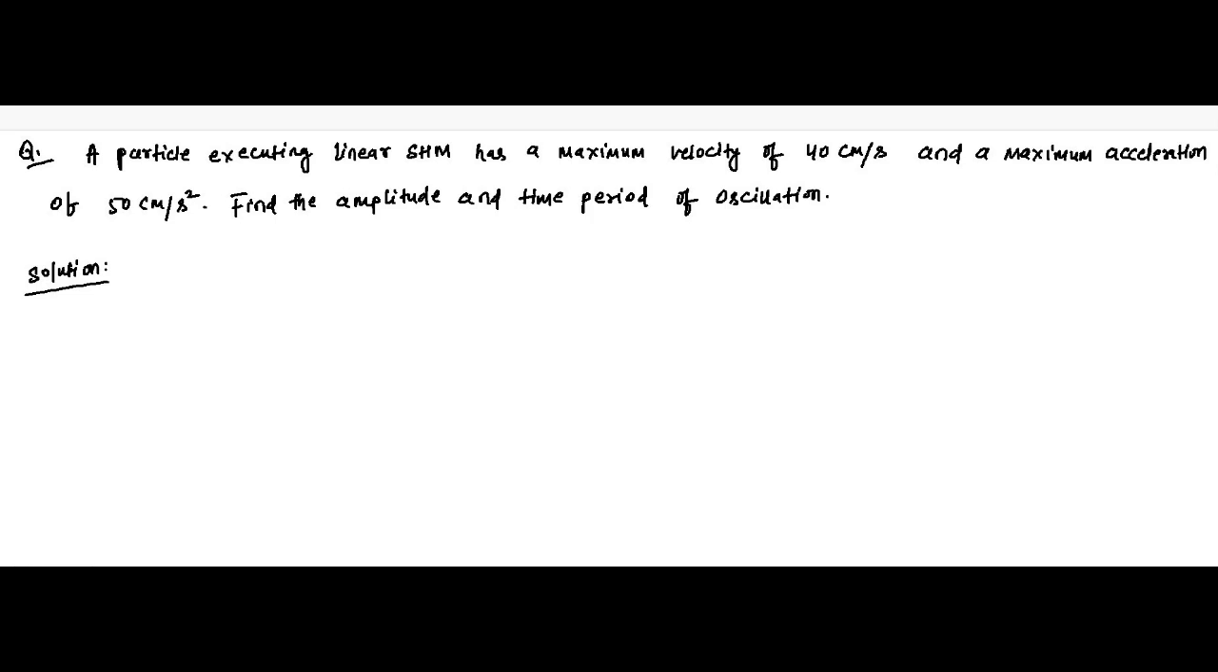So first things first, we have to write the basic equation of simple harmonic motion. Let's say x is equal to a sine omega t with 0 initial phase. This is the displacement equation. Then velocity is equal to dx by dt, which is equal to a omega cos omega t. That is the velocity.